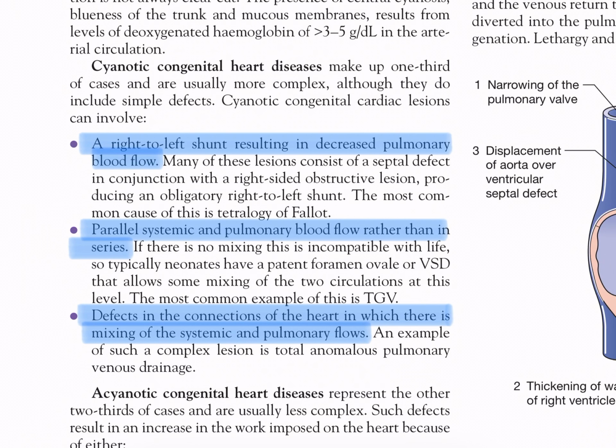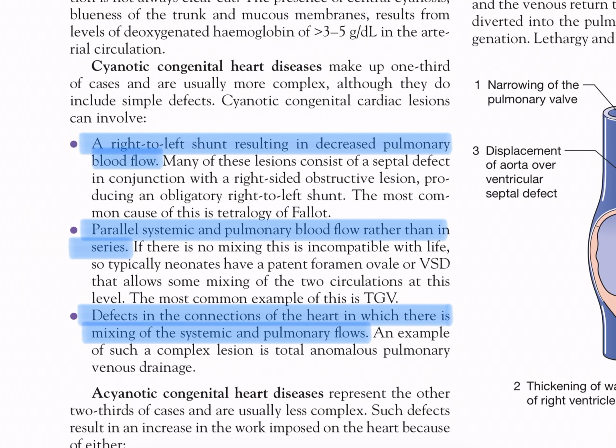Many of these lesions consist of a septal defect in conjunction with a right-sided obstructive lesion, producing an obligatory right to left shunt. The most common cause of this is tetralogy of Fallot. Parallel systemic and pulmonary blood flow rather than in series: if there is no mixing, this is incompatible with life.